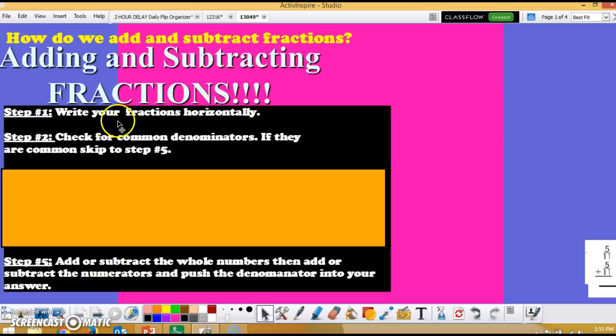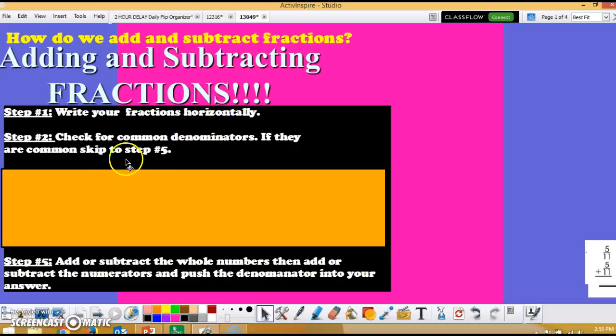Step 1. Write your fractions horizontally. Personally, I know that I like writing the problems horizontally, and I'll show you why. Some students enjoy writing it vertically. Really, I suggest they do whichever works for them, but for me, it's horizontally because you can see the denominators matching up and the numerators matching up.